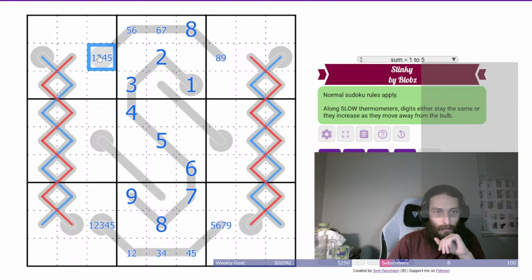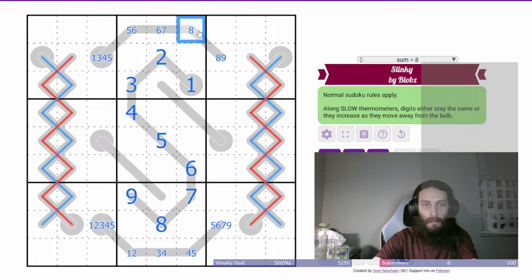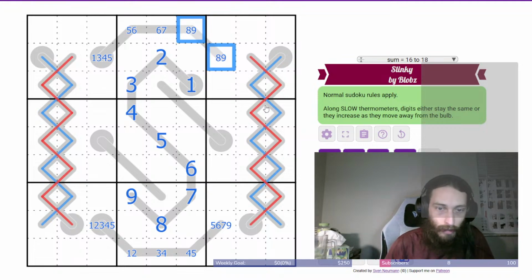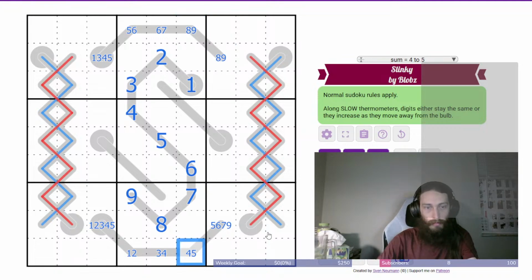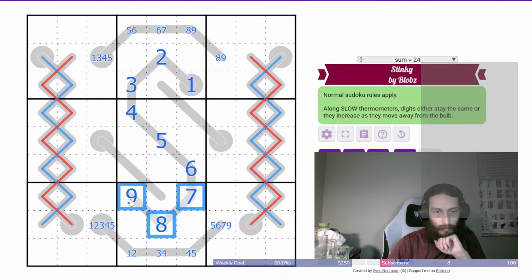Because you got 1 is the minimum. 5 is the new minimum, because it sees 1 through 4. 6, and then this sees 7, so that's minimum 8. It could be a 9 and a pair of 9s. So this one can't be a pair of 9s.